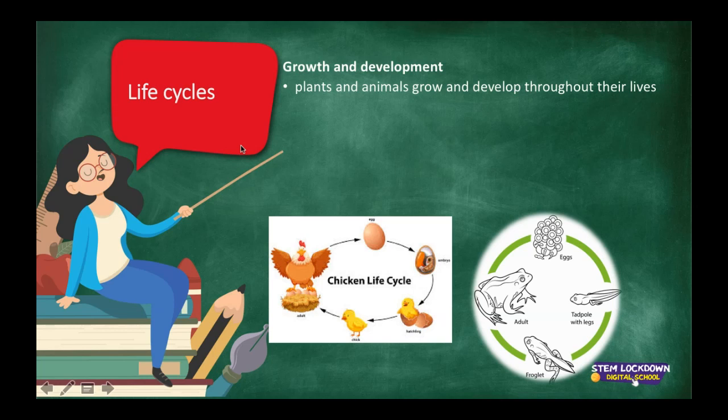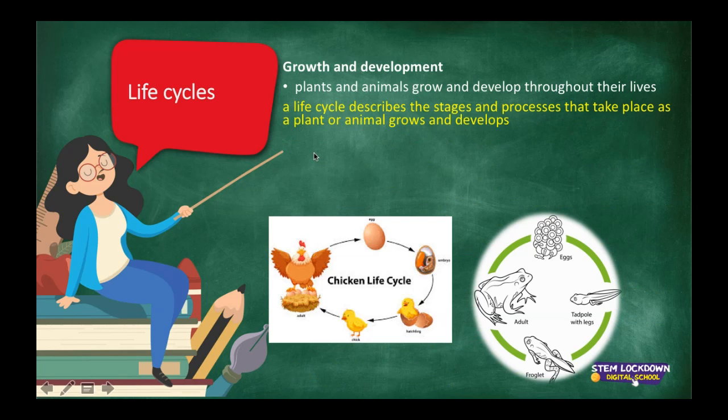Plants and animals grow and develop through their lives. A life cycle describes the stages and processes that take place as a plant or animal grows and develops. Let's look at our picture, a picture of a frog. This picture describes a life cycle of a frog. We have an adult frog, a froglet, and a tadpole with legs.